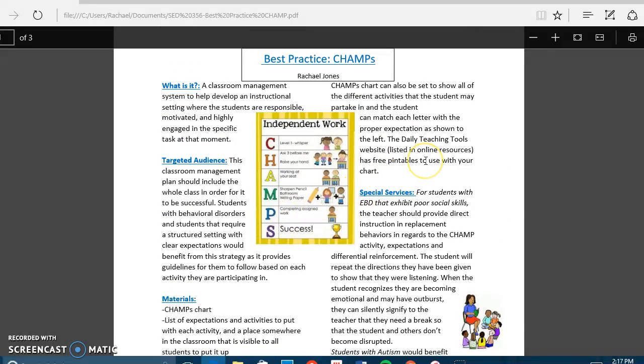Down below, I do have some online resources you can check out. The Daily Teaching Tool has several free printables that you can use to go along with your CHAMPS chart, if you want to set it up in different ways.